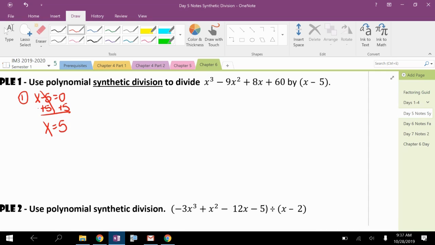I like today and I like tomorrow because it's something that you haven't learned before, whereas factoring, you've learned it with other teachers, so it's nice that I get to teach you something new that you haven't seen.